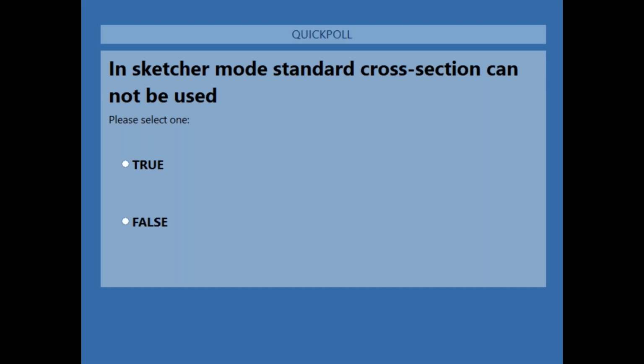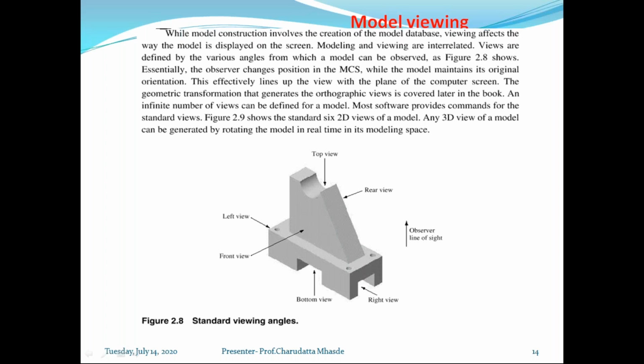So the correct answer is, you can stop the voting, sir. Thank you. The correct answer is false. In sketcher mode, standard cross section cannot be used, so it is not true. You can use a standard cross section, or in sketcher mode you can use any kind of cross section. There is no question about using standard cross section. Obviously, you can use it.